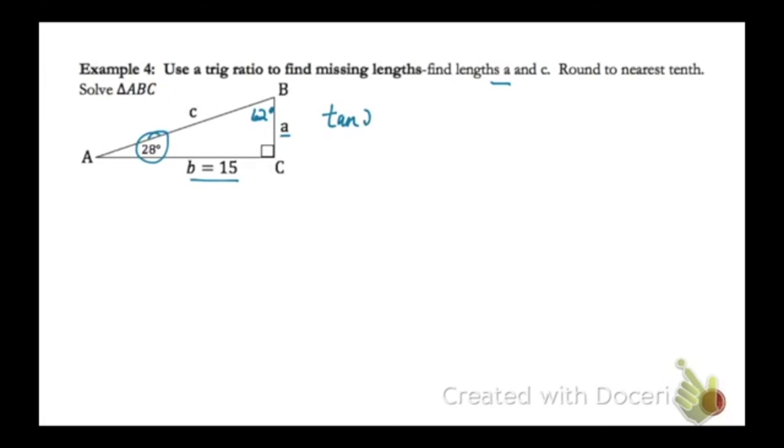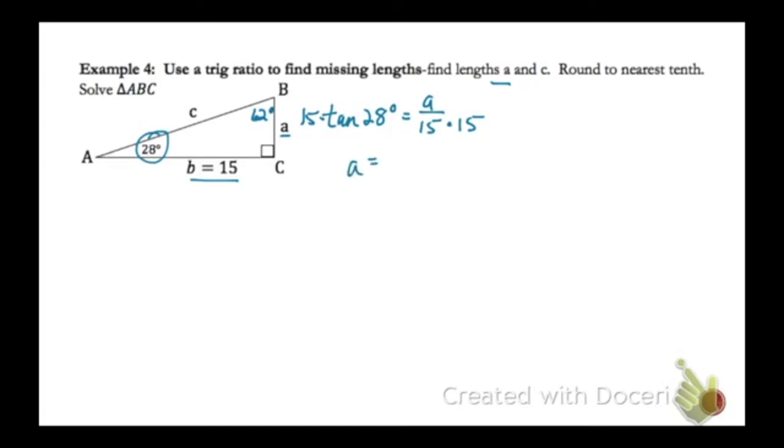So I can set up an equation using that trig ratio. So the tangent of 28 degrees will equal the side that's opposite over the side that's adjacent. And then I just do the steps that I need to do to solve for my variable. In this case, it's A.